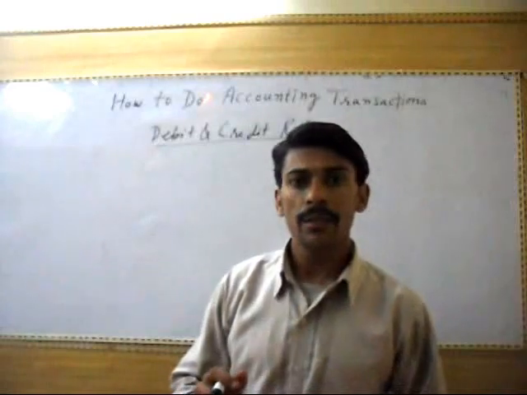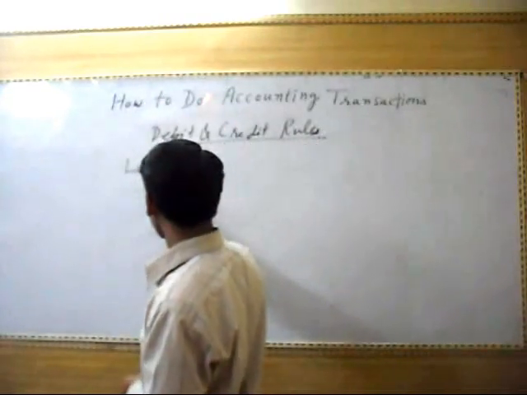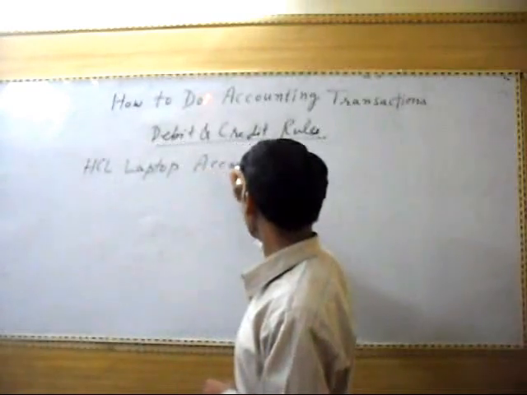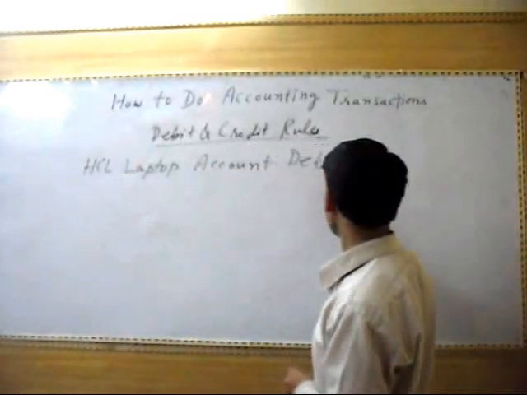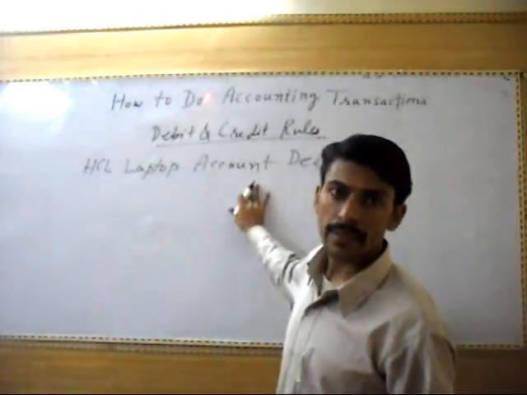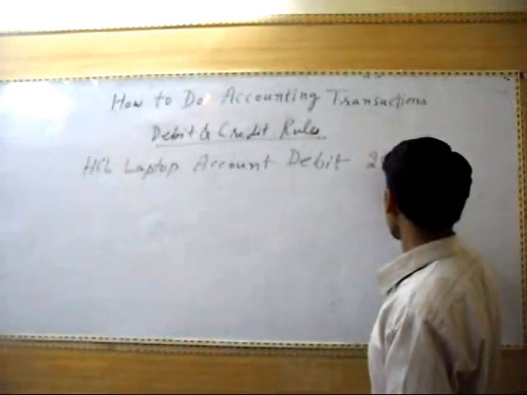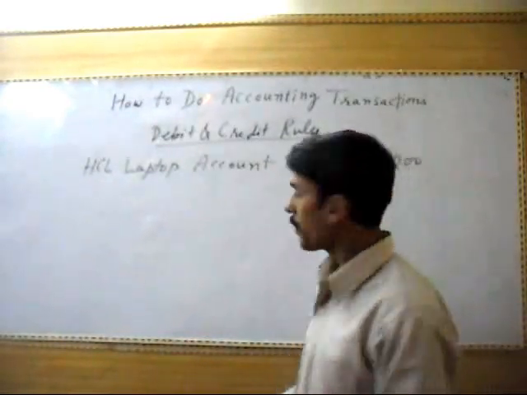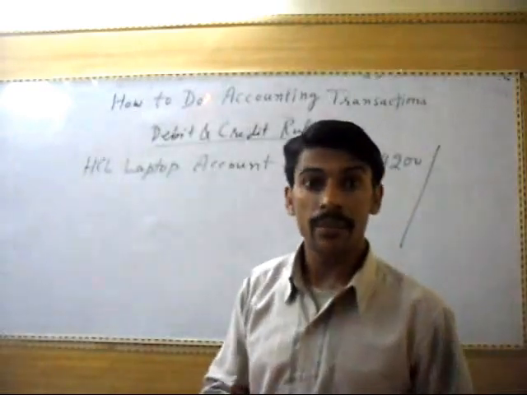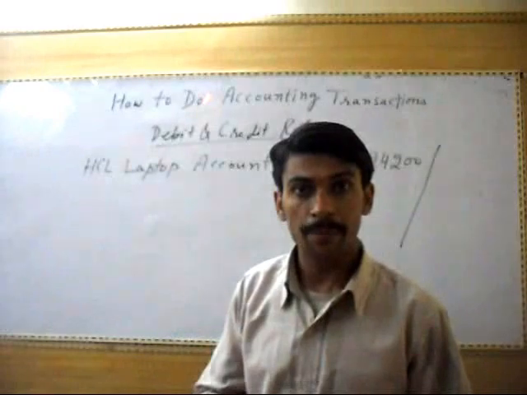Every asset, when it comes to the business, will be debit. So laptop, and this laptop is HCL, account debit. HCL laptop account is debit because it is my asset and it is the asset of my business. So 24,200 will be debit, and I will credit the payment which I have given, because cash is also my liquid asset and it goes from my business, so it will be credit.